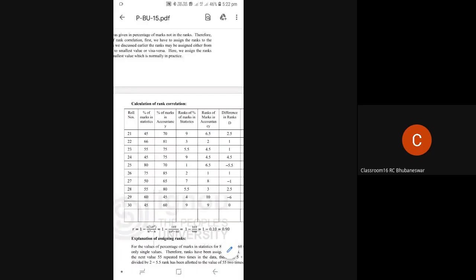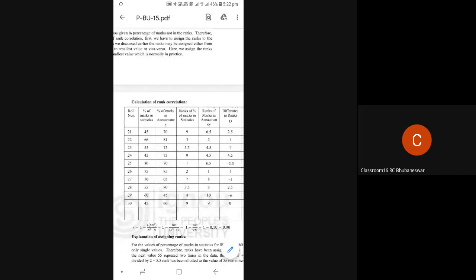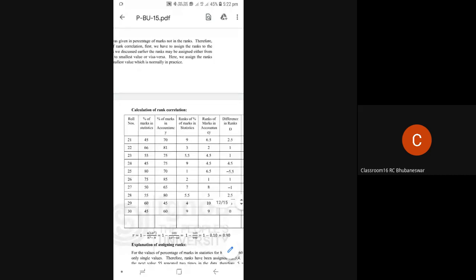So in rank of marks in accountancy, again first rank, no confusion, that is 85, the highest number. Then second is again no confusion, 81, second rank. Then third one is 80. Then fourth rank, and for fifth rank there is again a tie, 75 is appearing twice. So 4 plus 5 divided by 2, that is 4.5. So 4.5 is assigned to both the 75s. Okay, 4 and 5 ranks are over.